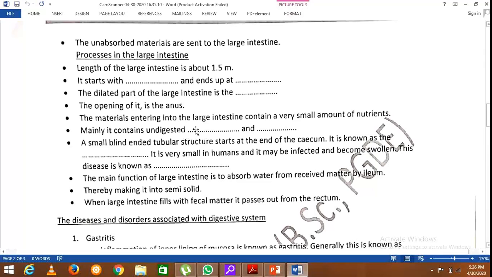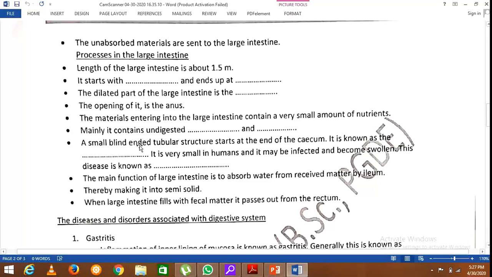So once we say undigested materials, the main undigested material is cellulose. Cellulose is available in food containing a lot of fiber. You have heard that when there is more fiber in our diet, what we call dietary fiber, it facilitates the removal of fecal matter, avoiding constipation.